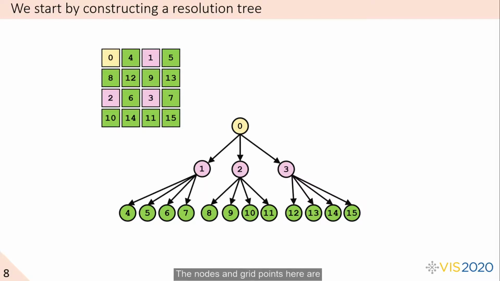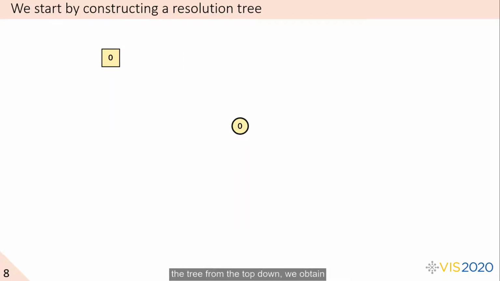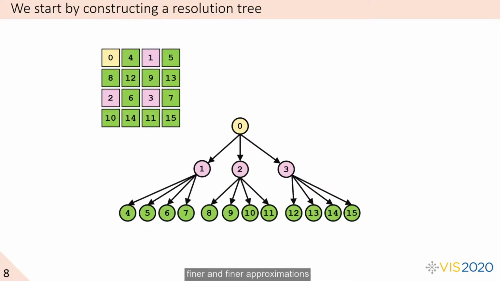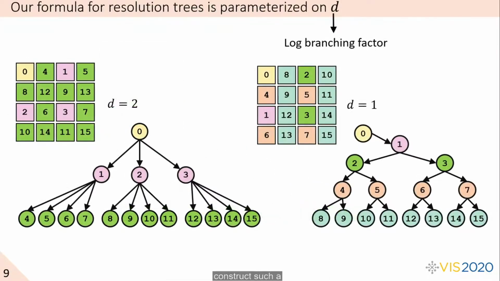The nodes and grid points here are colored by the resolution level, and as we traverse the tree from the top down, we obtain finer and finer approximations of the original field. In fact, there is more than one way to construct such a tree. In the paper, we give a general formula that depends on a parameter d, which controls the branching factor of the tree. We have already seen the case where d equals 2, where the resulting tree is analogous to a quadtree in 2D.